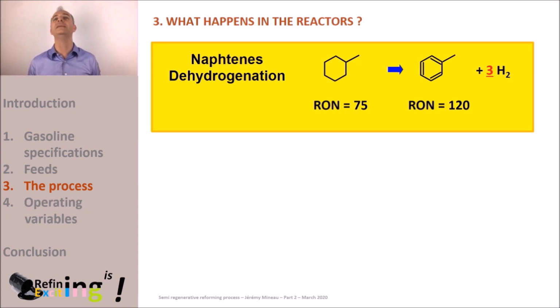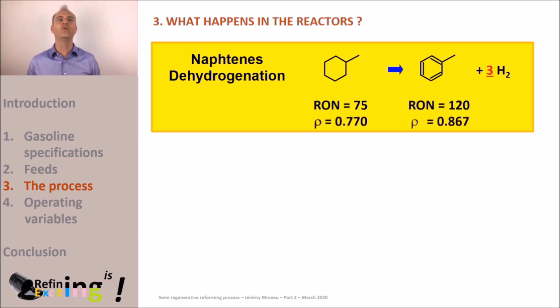However, this reaction means a reduction in volume. Let me explain. The molecules produced during these reactions have greater density than the molecules present in the heavy naphtha. For example, when the methylcyclohexane is transformed into toluene, the density increases.